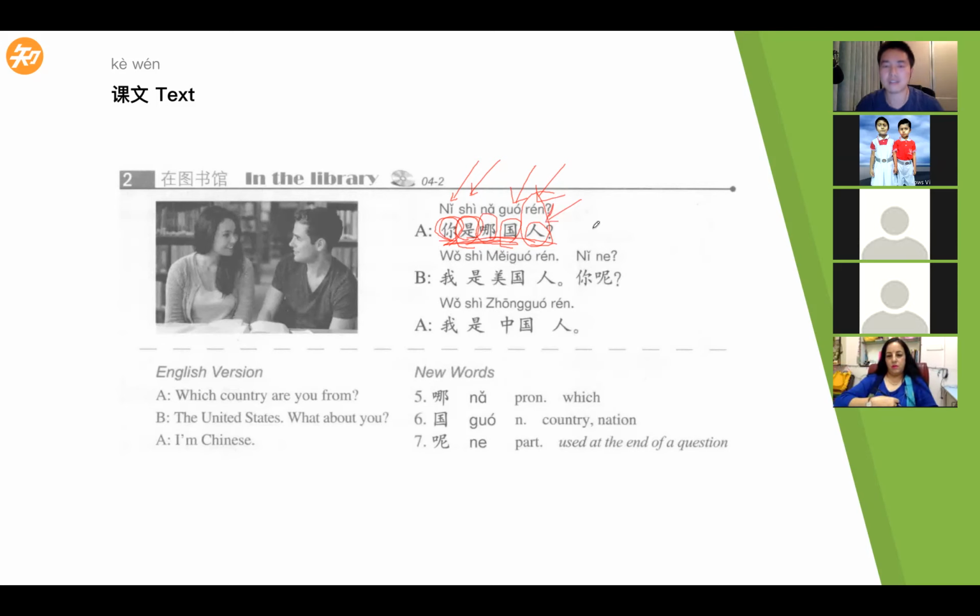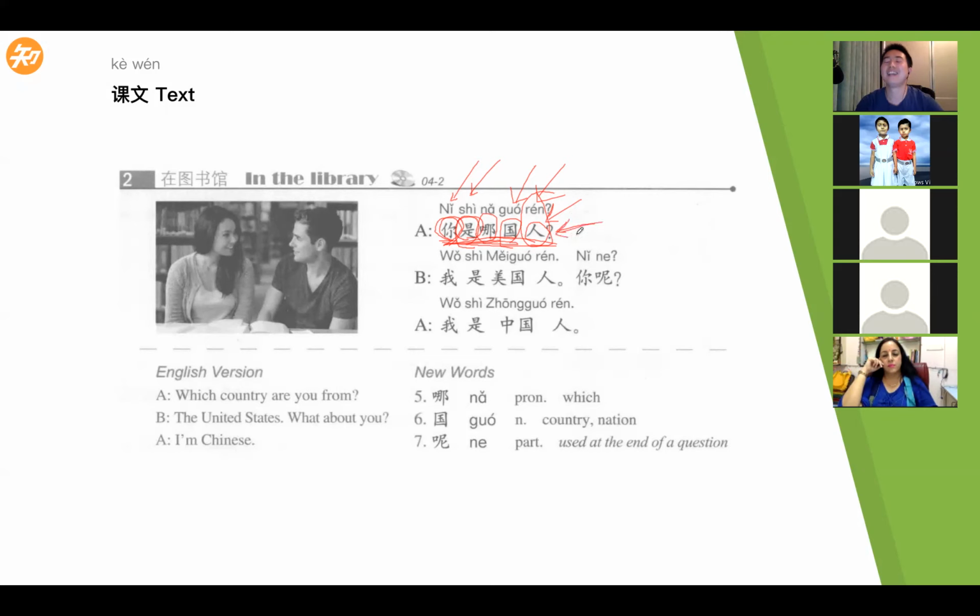Okay, now Tanvir, can you try to translate this sentence for me? 你是哪国人? Translate in English. Which country are you from? Yes, which country are you from? You can also say, where are you from? Or which one is more accurate is, what's your nationality, actually? What's your nationality? I will give you the answer.